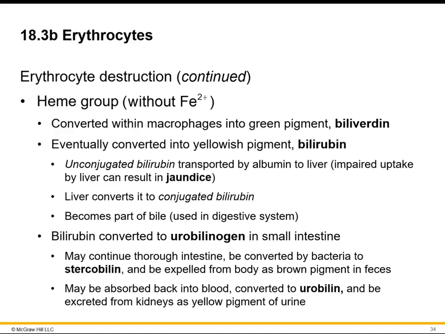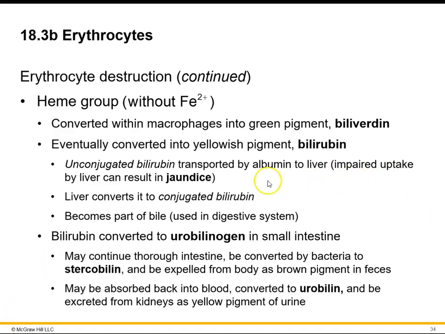Bilirubin is then going to be converted into urobilinogen in the small intestine. And then it can go one of two ways. It can either continue through the intestine, and the bacteria are going to convert it to stercobilin, and that is expelled from the body as the brown pigment in feces, or urobilinogen can be absorbed back into the blood, converted to urobilin, and be excreted from the kidneys, and that's what gives the yellow pigment to urine.